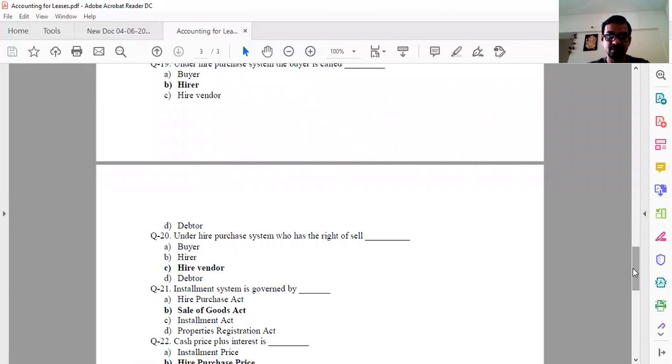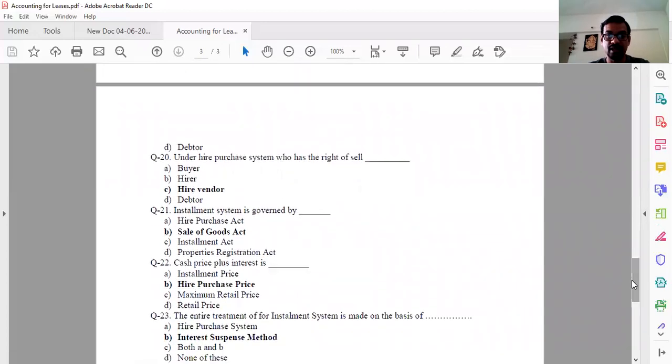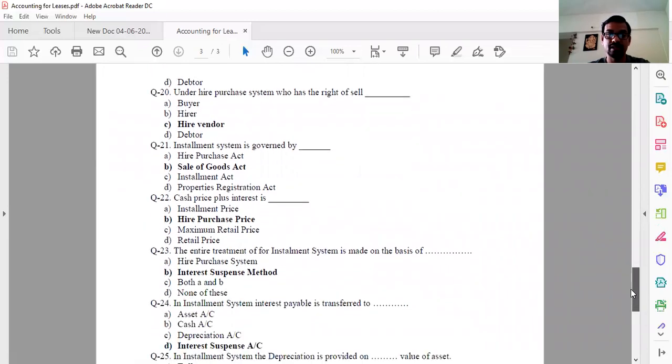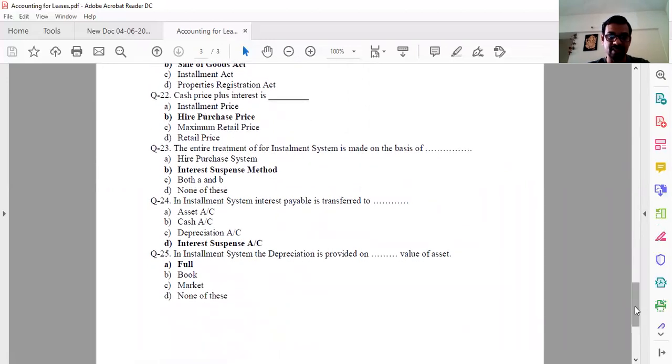Under hire purchase system, who has the right to sell: buyer, hirer, hire vendor, debtor? The right answer is the hire vendor. The installment system is governed by Hire Purchase Act, Sale of Goods Act, Installment Act, Property Registration Act. It is number 2, that is the Sale of Goods Act. Cash price plus interest is known as installment price, hire purchase price, maximum retail price, or retail price. The right answer is hire purchase price.